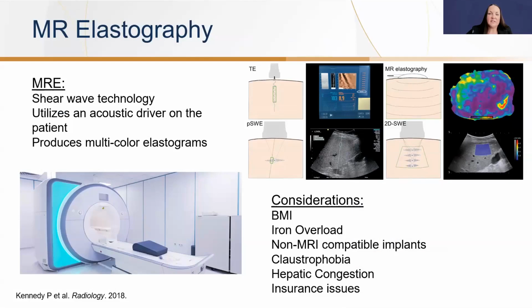MR elastography is an MRI technique that assesses shear wave technology to look at hepatic fibrosis. This is a very accurate test. Some considerations or limitations to think about: of course, BMI, morbidly obese patients, may make this less accurate, as can hepatic iron overload. Our patients may come with non-MRI compatible devices or claustrophobia. This is an expensive test and is not readily available, but it is highly accurate.